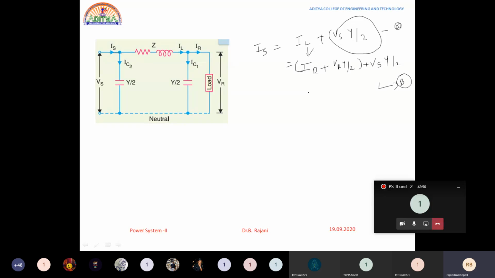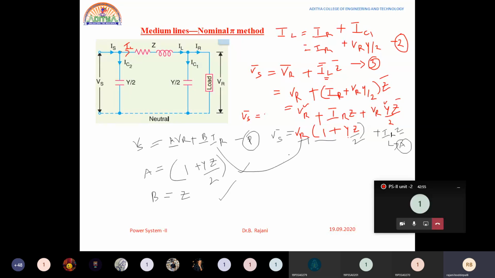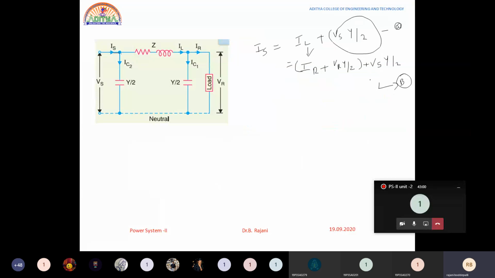See, what is the equation A we are having? This equation is nothing but capital A. So put this equation in this Vs term. Now it is simplified like this, by putting the value of A. Put equation A in equation B.